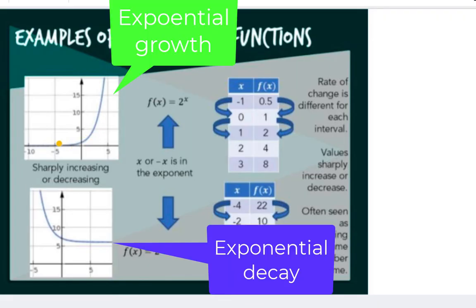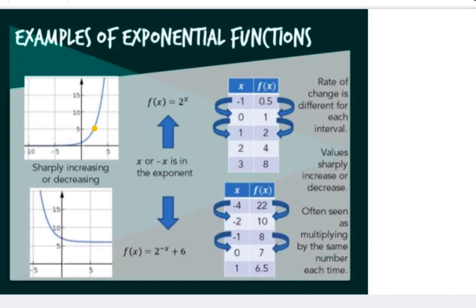So this one's called exponential growth because it's getting bigger. Because again, you have 2 raised to the x. So 2 to the 0 is 1. 2 to the 1 is 2. 2 squared is 4. 2 to the third power is 8, not 6. So again, it goes up very fast.